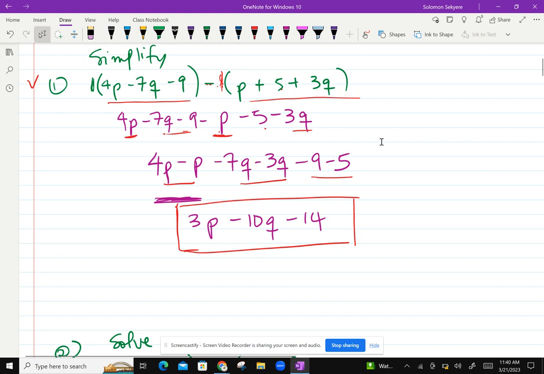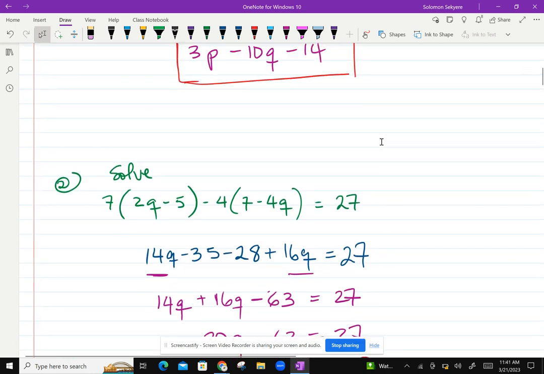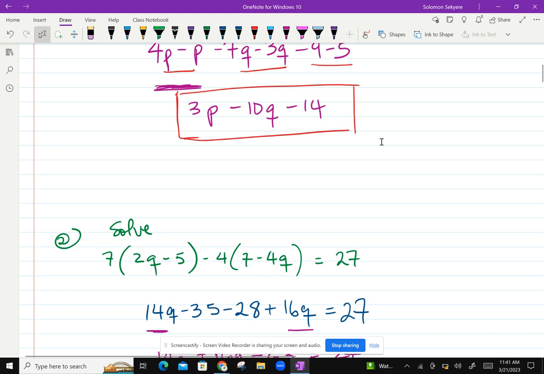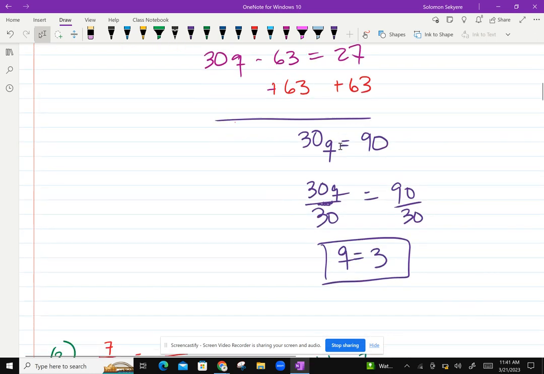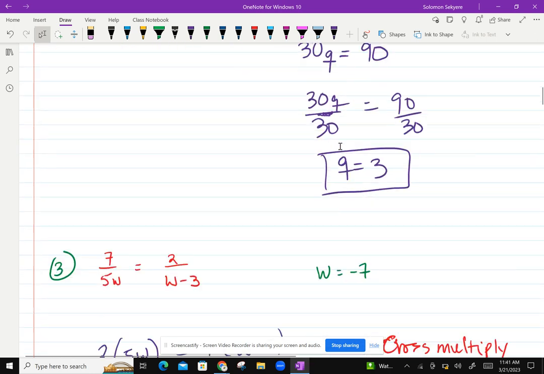Okay, now can you apply that and solve this? Distribute it. Okay, so try that. Open the parentheses, pay attention to this negative 4 going through the parentheses, and then see what you get. You should get q equals 3.